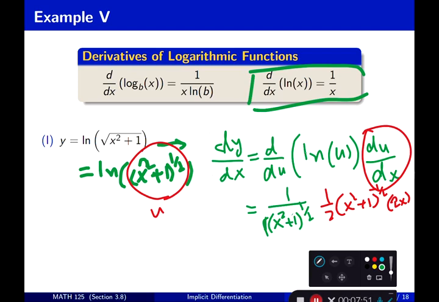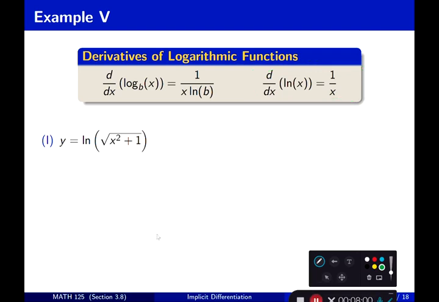There's another way using your logarithmic laws, so let's do that one also. A more efficient way of solving this is using the laws of logarithm. Because it's x squared plus 1 to the power 1/2, the 1/2 is going to come to the front. It would be 1/2 times the natural log of x squared plus 1.